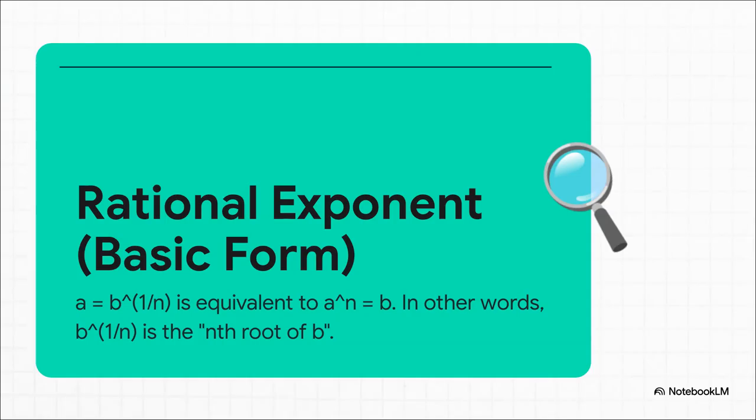Okay, this is really the key to the whole thing. When you see a number, let's call it b, raised to the power of 1 over n, it's just a code. It's asking a simple question. What number, when I multiply it by itself, n times, gives me b? That little 1 over n exponent, it's just a fancy way of saying find the nth root.